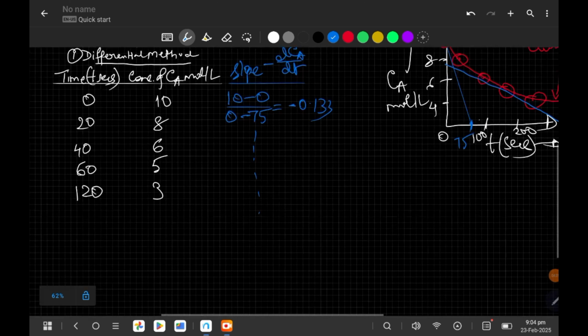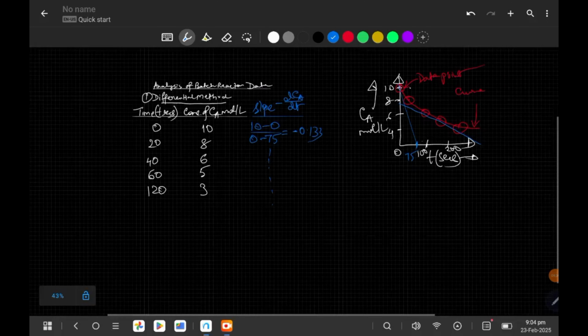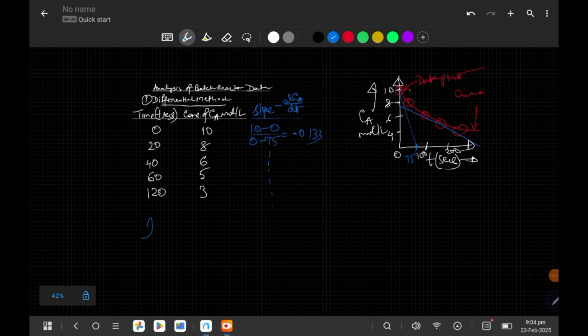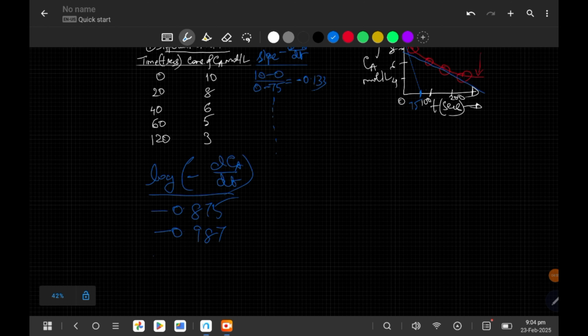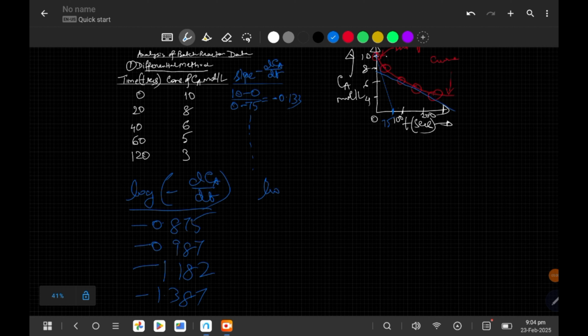Then after calculating the slope, we will calculate the log value of this slope. Okay, so log of minus dCa/dt. So if we calculate the first value, for example, the log will be somewhere around minus 0.875. The second value will be minus 0.987. Okay, the third value will be somewhere around minus 1.182. The fourth value will be somewhere around minus 1.387.